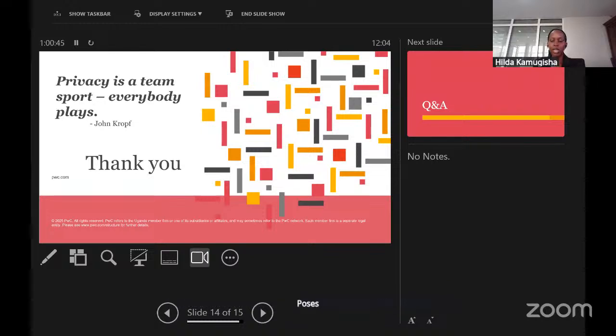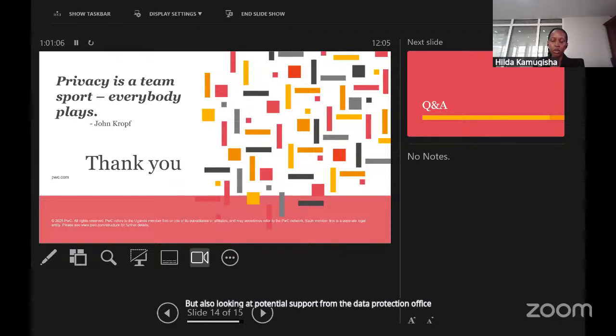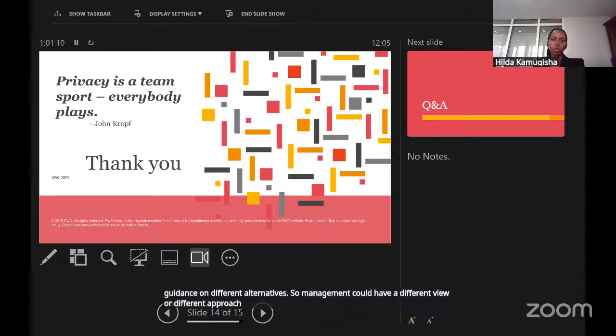So I believe that with the better understanding and that collaboration, the communication, it's possible to shift management from opposition to proposition regarding your different initiatives as a privacy team, but also looking at potential support from the data protection office for guidance on different alternatives. So management could have a different view or different approach, and it's good to explore all options and incorporate the proposed changes as guided by the data protection office.